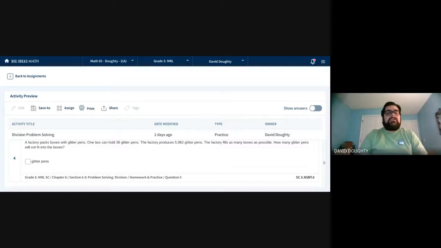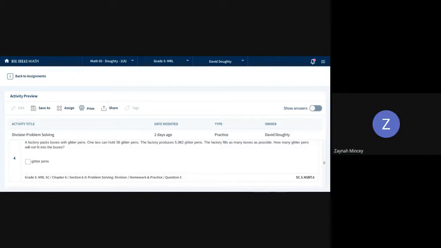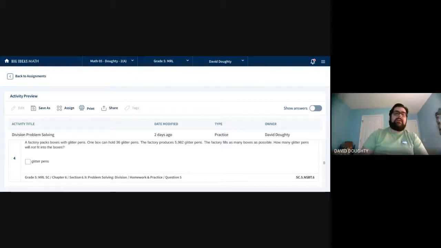Now pay attention for number 4. Your quotient is not what you're going to put next to this box. The question says how many glitter pens will not fit in the box. So what number do you think you're going to put in there? Anybody? Not your answer, but your what? Quotient? Remainder? Remainder. The remainder.